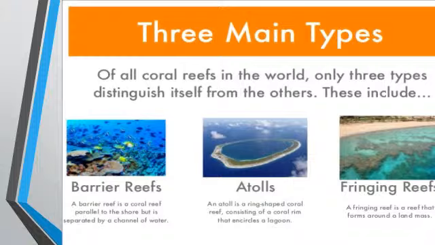So that means the fringing reef would have been closer to the coastline than the barrier reef, which would have been further offshore where there is a channel of water in between it. Okay, let me know if you get what I was saying.